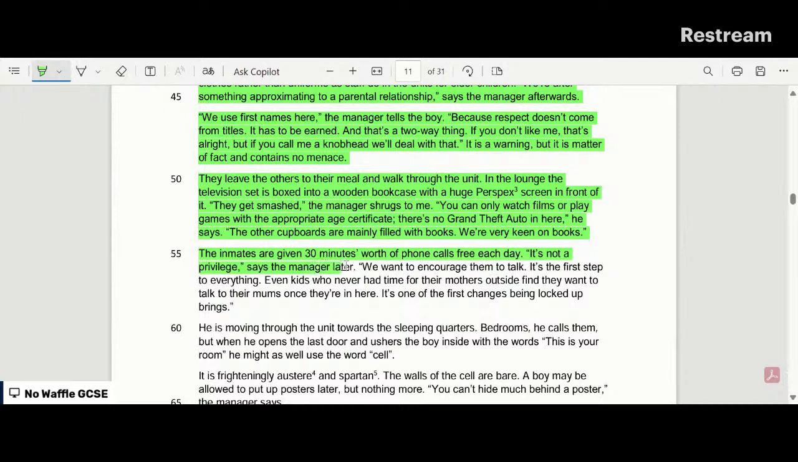The inmates are given 30 minutes' worth of phone calls free every day. It's not a privilege, said the manager. Rather, we want to encourage them to talk. It's the step to everything. Even kids who never had time for their mothers outside find they want to talk to their mums once they're in here. It's one of the first changes being locked up brings.